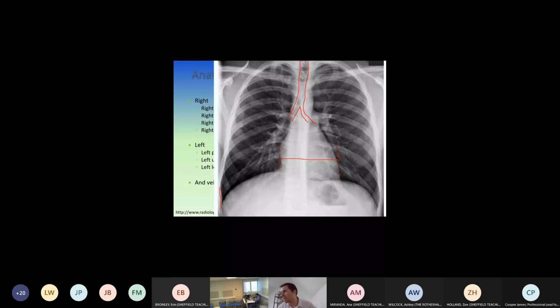I don't know why it won't let me. Can you guys see on your screen this left costophrenic angle? Is it visible? Yes, it is on mine.